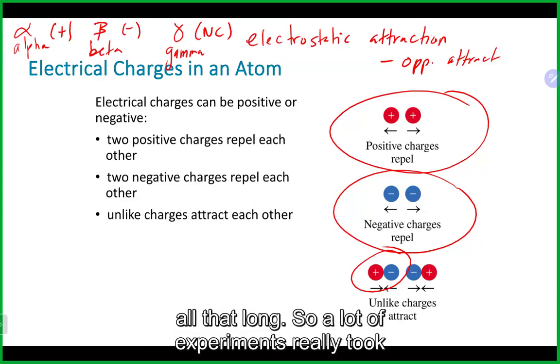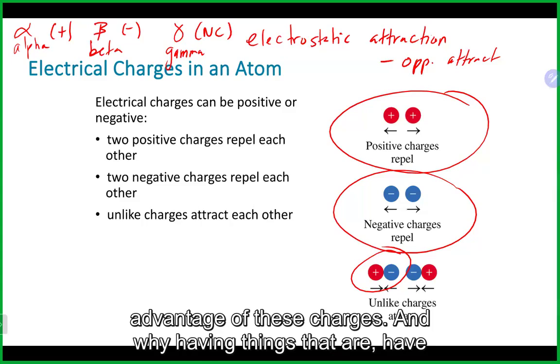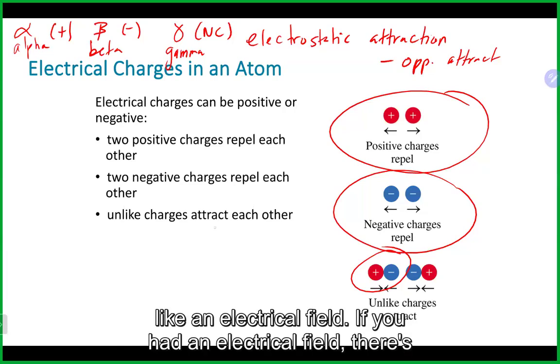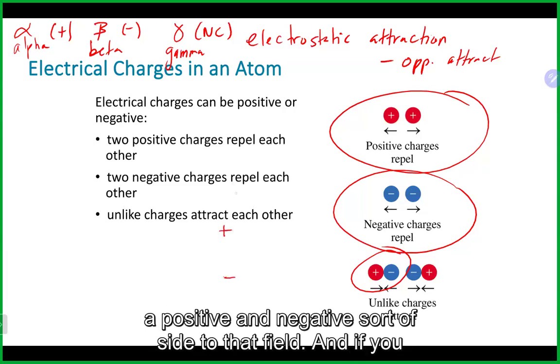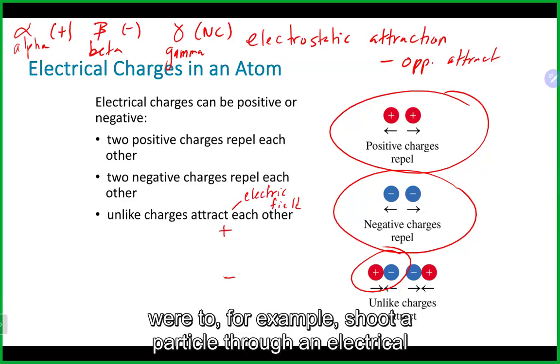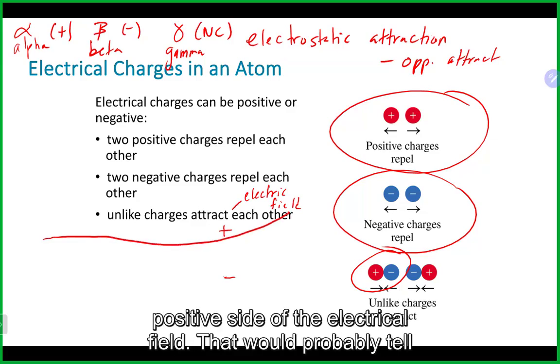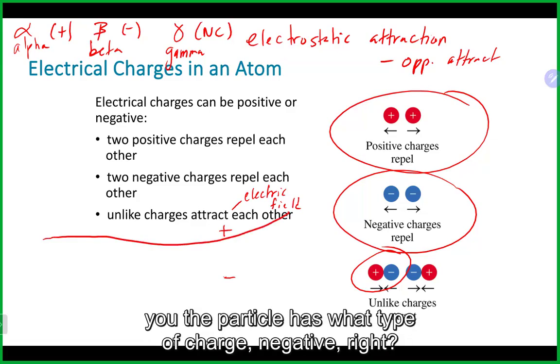So a lot of experiments really took advantage of these charges, and why having things that have charges is really important is you could also use something like an electrical field. If you had an electrical field, there's a positive and negative side to that field. And if you were to, for example, shoot a particle through an electrical field and you saw the particle bend towards the positive side of the electrical field, that would probably tell you the particle has what type of charge? Negative, right? Opposites attract.